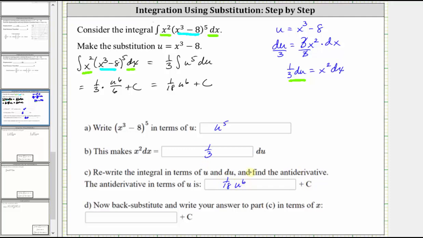And now to find the antiderivative in terms of x, we substitute x cubed minus 8 for u, which gives us 1/18 times the quantity x cubed minus 8 raised to the power of 6 plus c. And again, the plus c is already here. We only enter 1/18 times the quantity x cubed minus 8 raised to the power of 6.